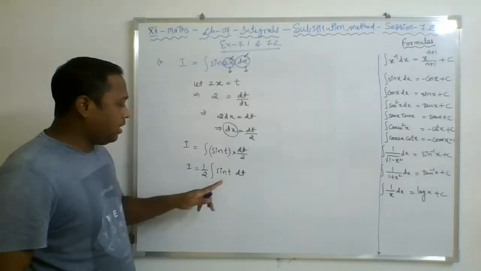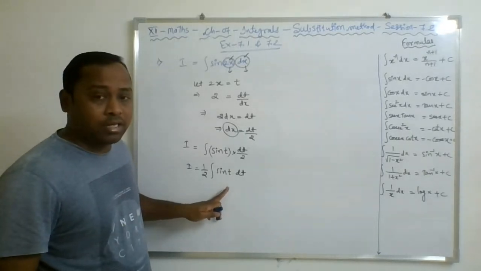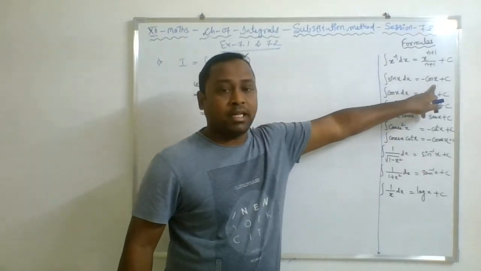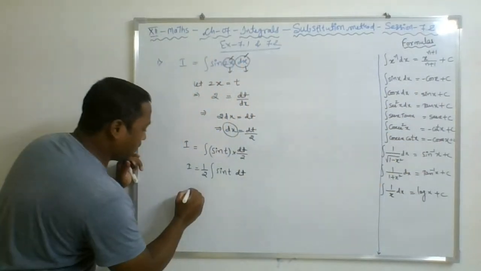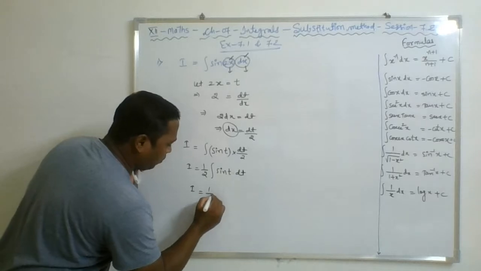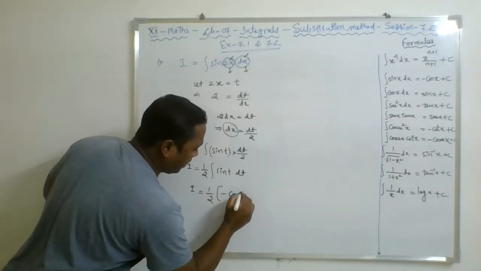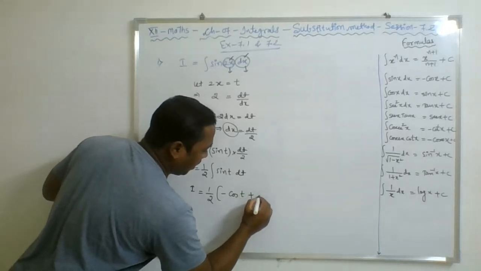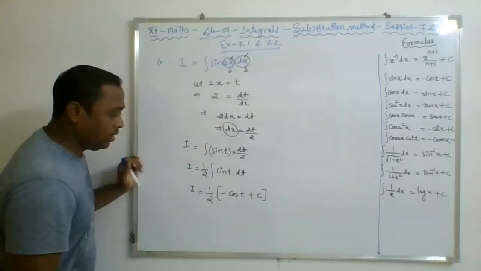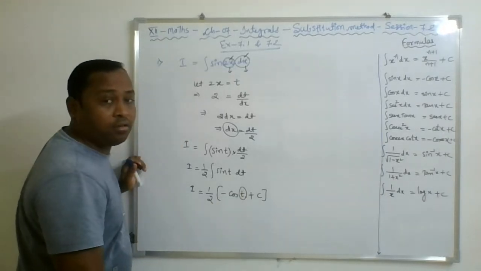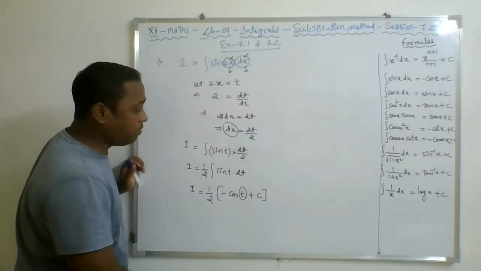Now you can see the function becomes a standard form. Sin x integral is minus cos x. Hence, I is equal to 1 by 2 into its integral value, minus cos t plus c. That's it. Again, don't forget to replace t with the original variable.